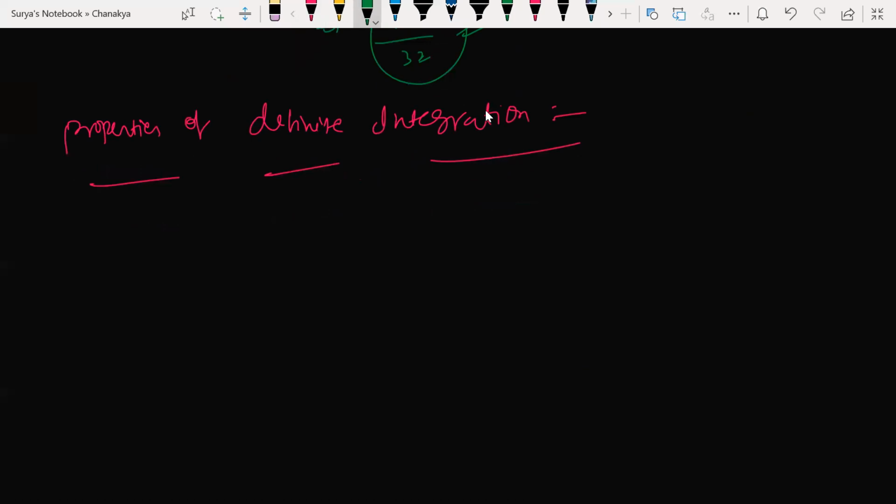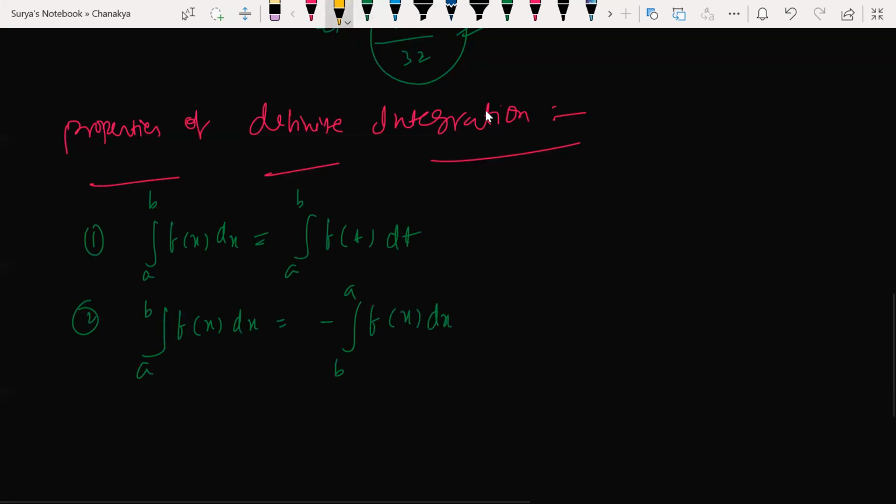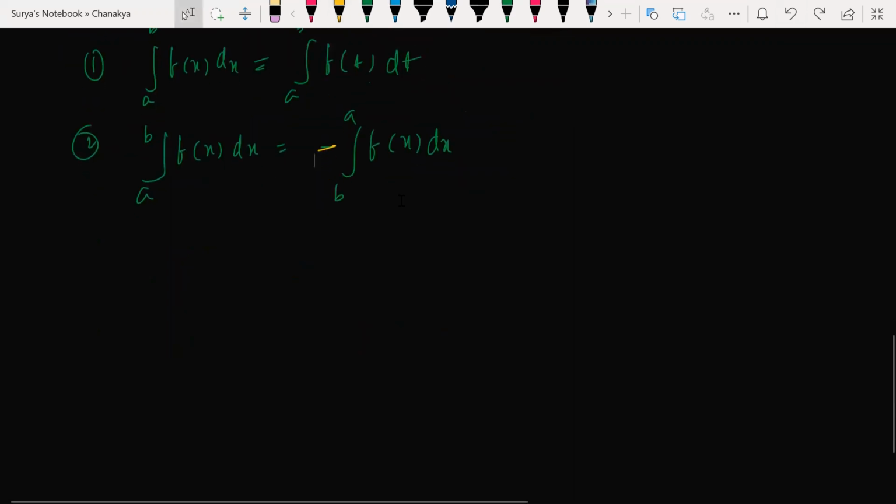So the first property we learned is integral a to b f of x dx can be written as a to b f of t dt. If you change the function in terms of t also, it doesn't make a difference. It will remain the same, right? Next, second property. a to b f of x dx can be written as minus b to a f of x dx. So when you are writing minus here, limits will change. a to b becomes b to a. That's it.